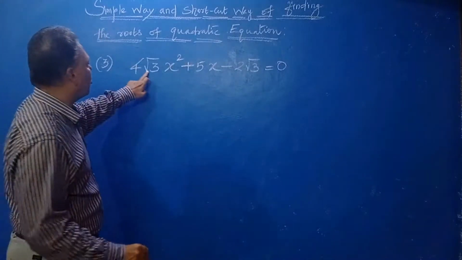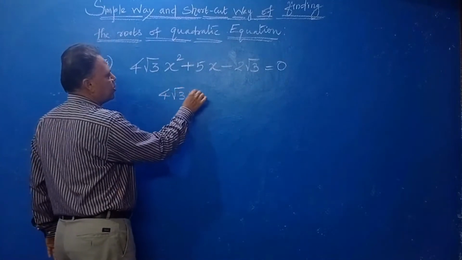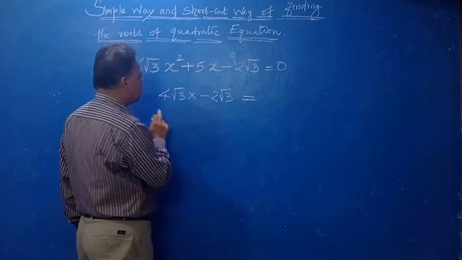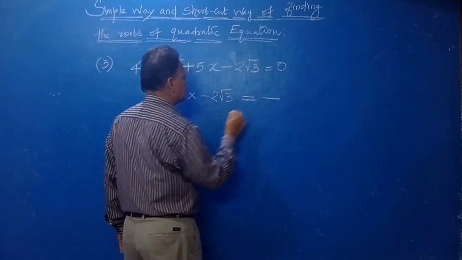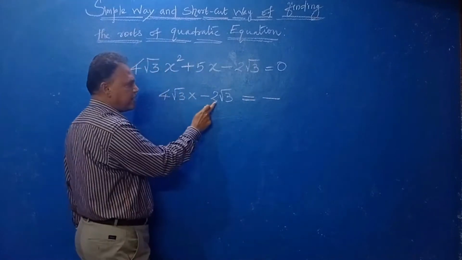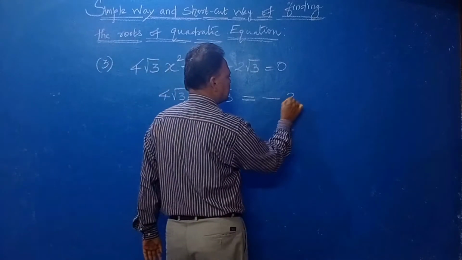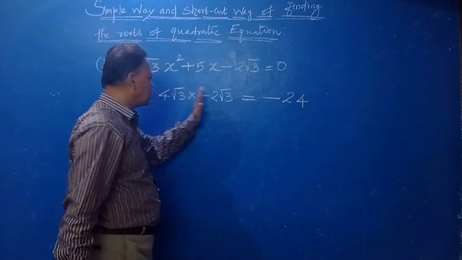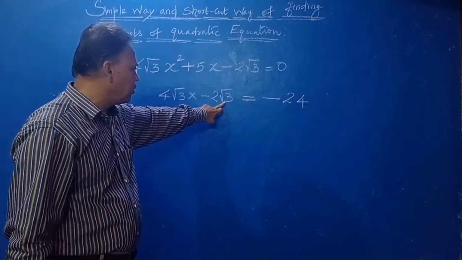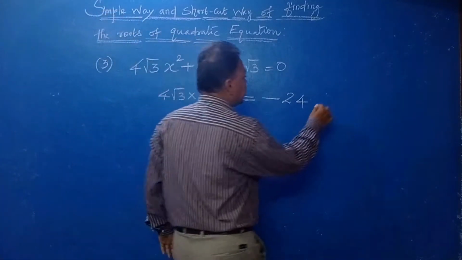You see, the x square coefficient 4 root 3 you write first as usual. 4 root 3 into minus 2 root 3. This step is very important. Plus into minus you write. 4 into 2 is 8. Then root 3 into root 3 is 3. 8 into 3 is 24. Straight away you write. Multiply the first numbers: 4 into 2 is 8, then root 3 into root 3 is 3, so 8 into 3 is 24. Minus 24.